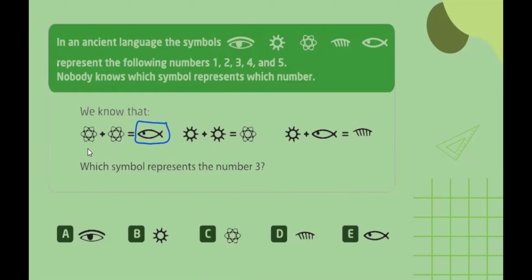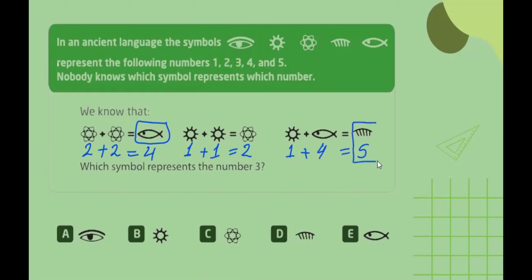So let's say this symbol is 2. 2 plus 2 equals 4. Excellent. So what plus what equals 2? Yes, 1 plus 1. So it works. So let's go to the third equation. This we said equals 1 plus the fish 4 equals 5.